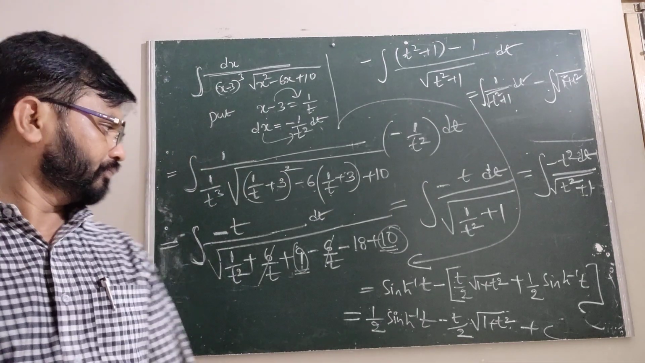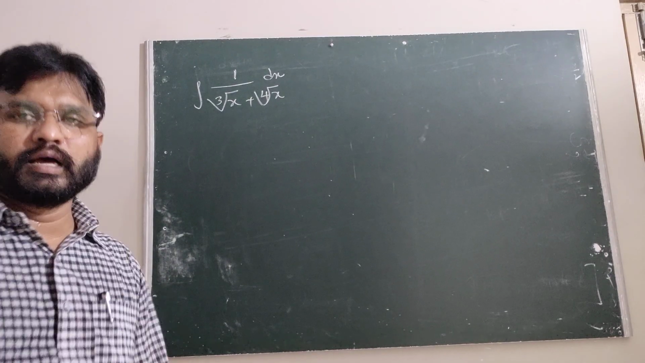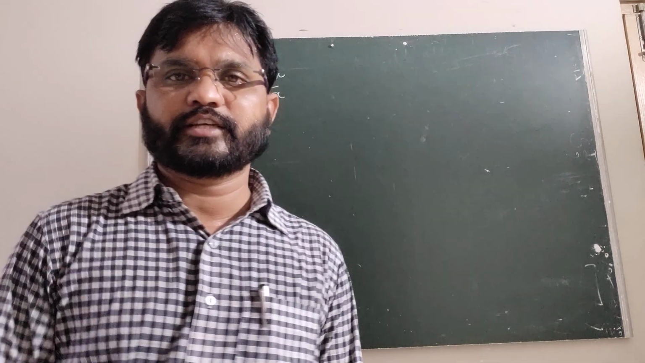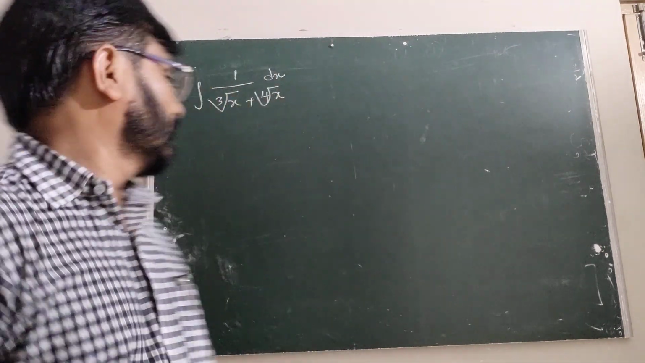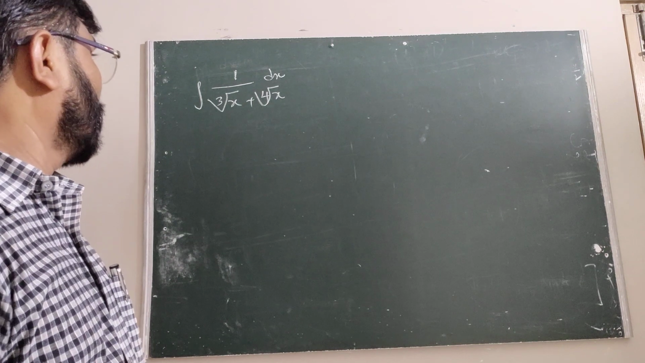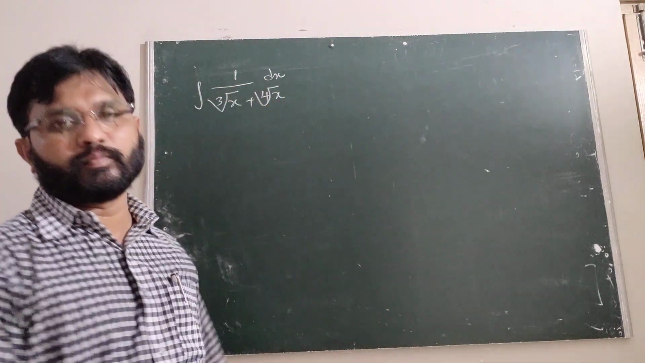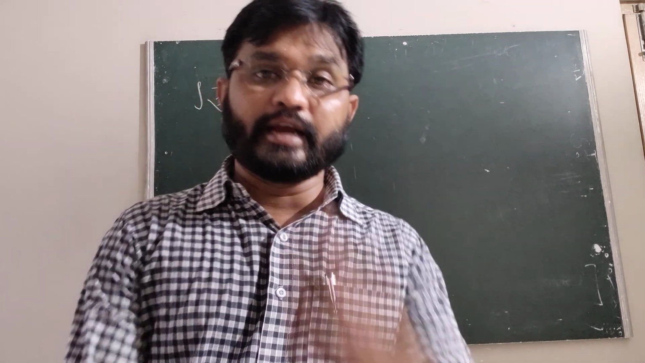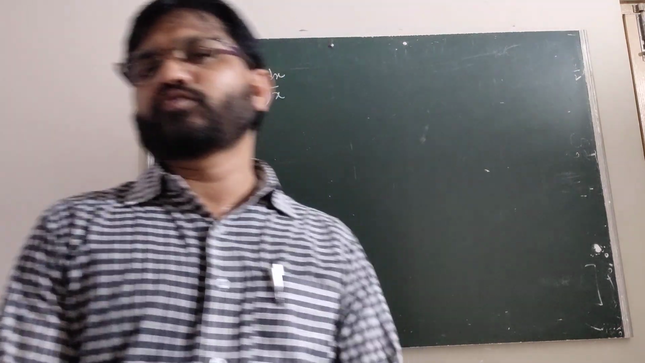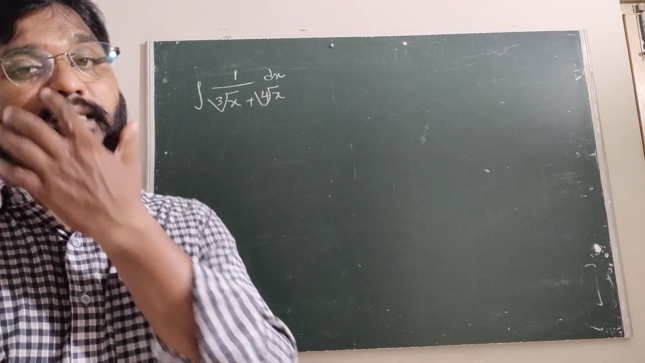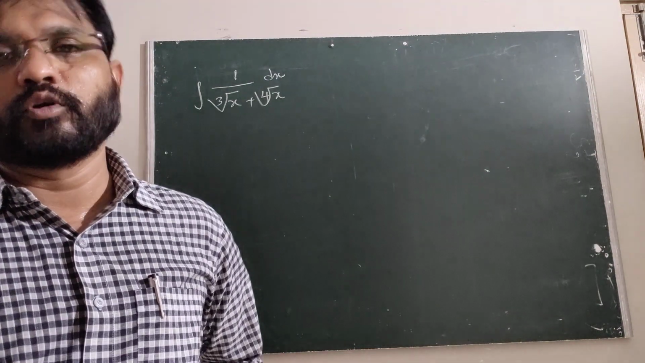This is the solution. Evaluate the integral 1 upon cube root of x plus fourth root of x. How to evaluate these type of integrals? Here the index is 1 by 3, this is 1 by 4. The LCM of 3 and 4 is 12. Therefore 3 4s are 12.